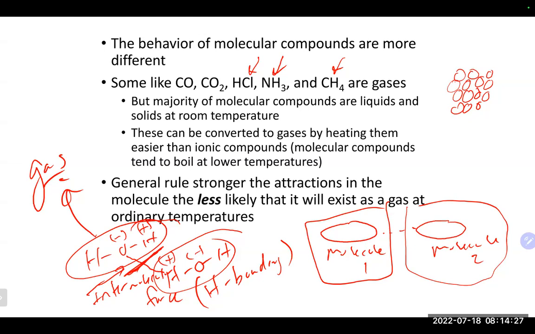So the general rule is, the stronger the attractive force is between one molecule and another, the less likely that it will exist in the gas phase. And also, as we'll talk about in a later chapter, the stronger that force, it affects things like boiling points, where the thing will start to boil, and also things like melting points as well.